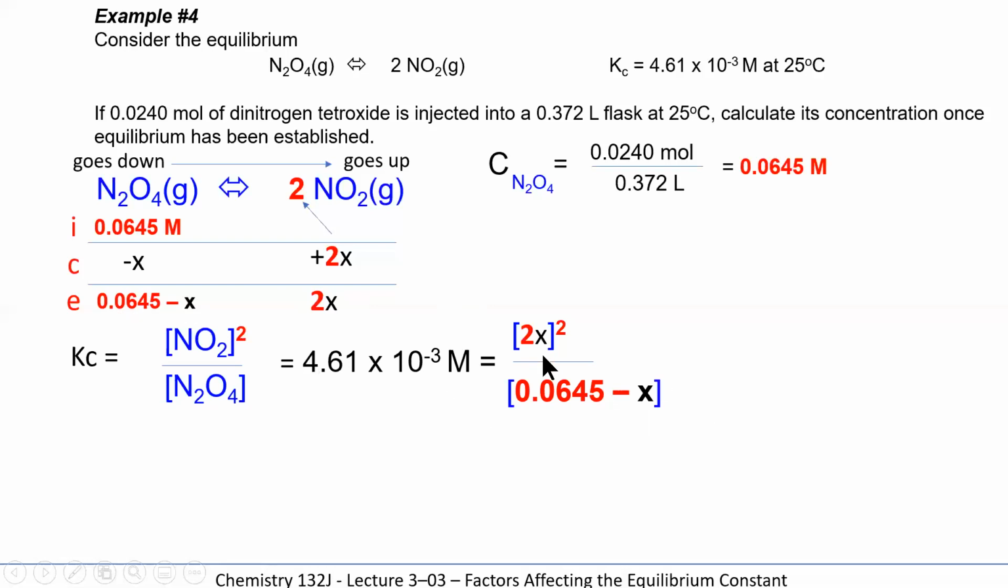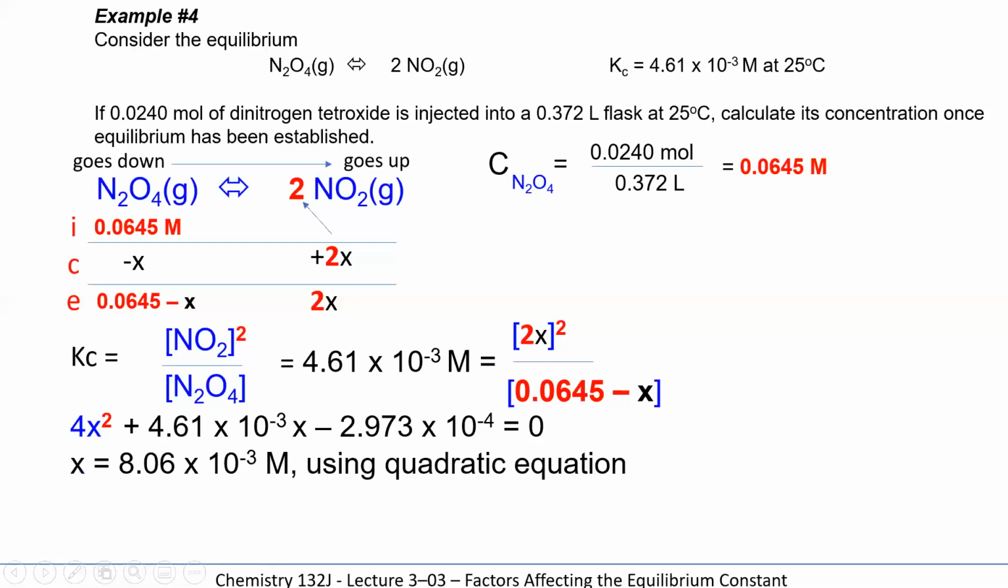0.0645 minus x. And now to solve, we're going to square 2x. We get 4x squared. And then we're going to multiply 4.61 times 10 to the minus 3 times minus x. And we're also going to multiply by 0.0645. And then we're going to move those terms all to the left to establish a quadratic equation. Once the quadratic equation is set up, we now know A, we know B, we know C, and we know x equals minus B plus or minus the square root of B squared minus 4AC.